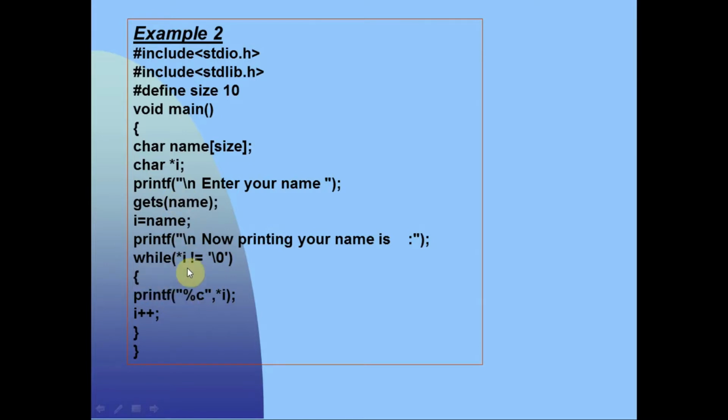So each time the loop is executed, it prints a single character, asterisk i. Then it moves to another character, up to the end of the characters, that is, until i is not equal to null. The backslash zero means the null character. The pointer automatically moves to the next character.